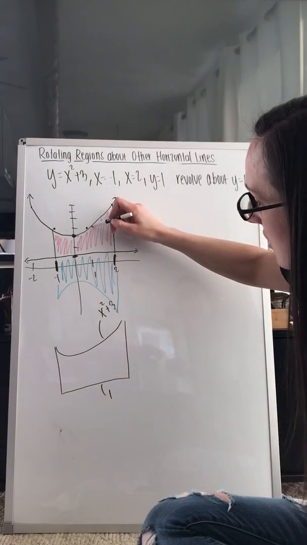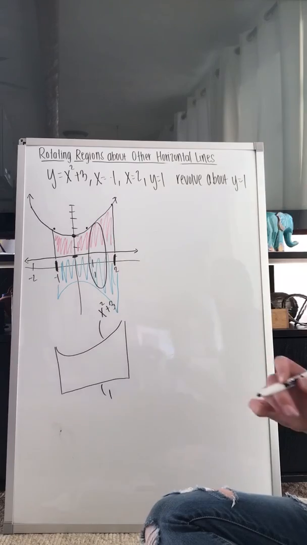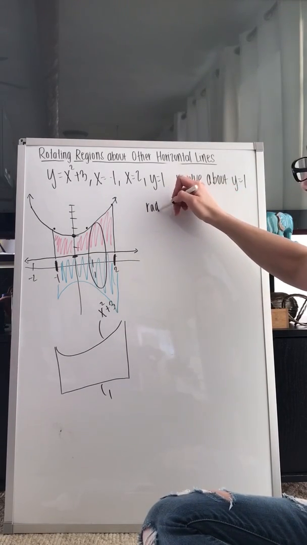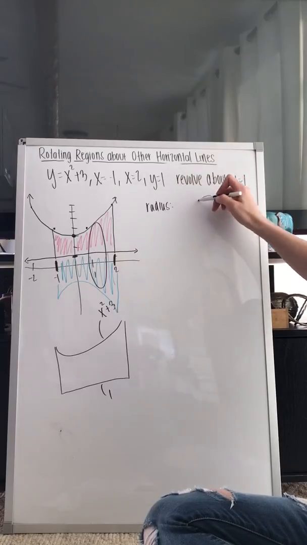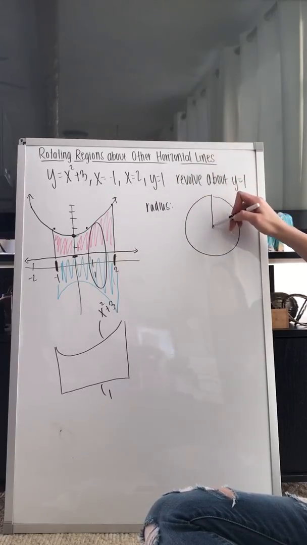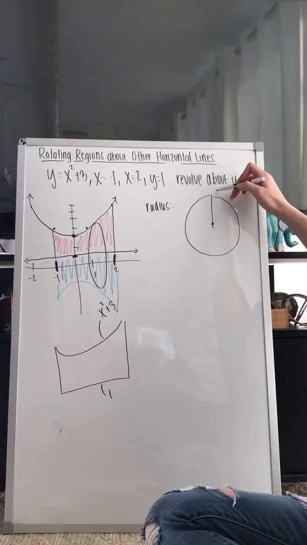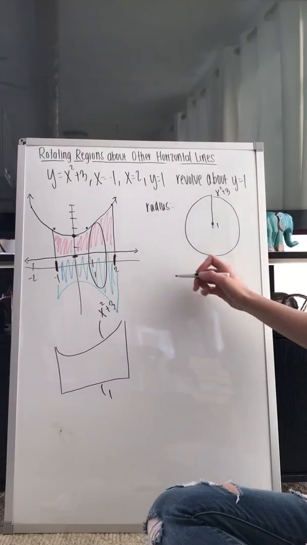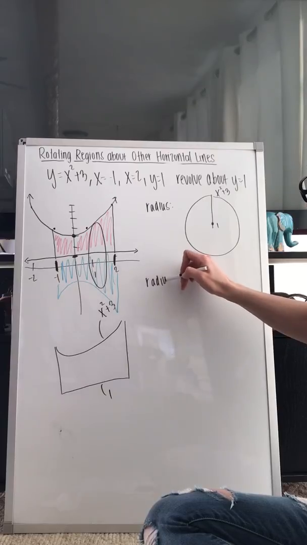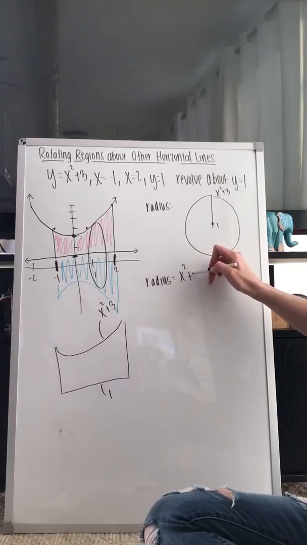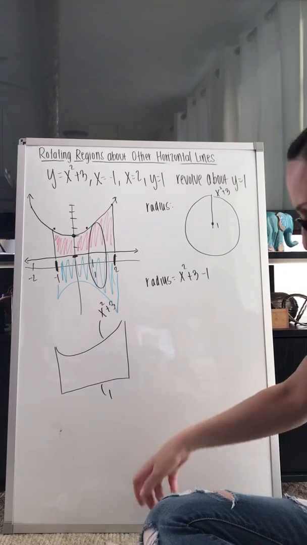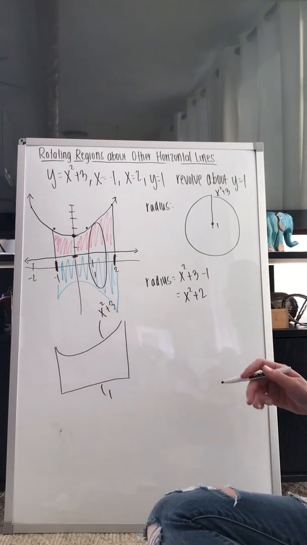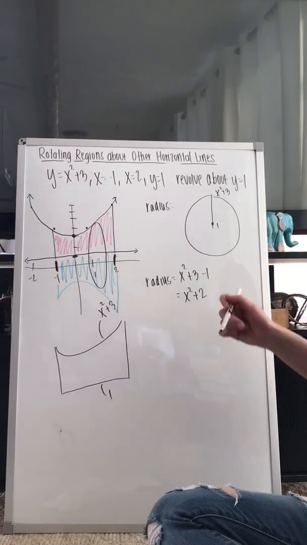My cross section here, again, going to be cylindrical in nature. I'll do my radius work up here. So if I were to take that out, the radius, or the top part of my radius, would be the x squared plus 3. The bottom part of my radius would be the 1. So my radius is going to end up being x squared plus 3 minus 1. So if I simplify that a little bit, it's going to be x squared plus 2. So that's going to be what I want to actually put into my integral.